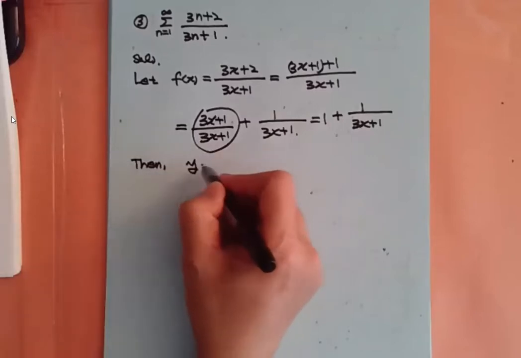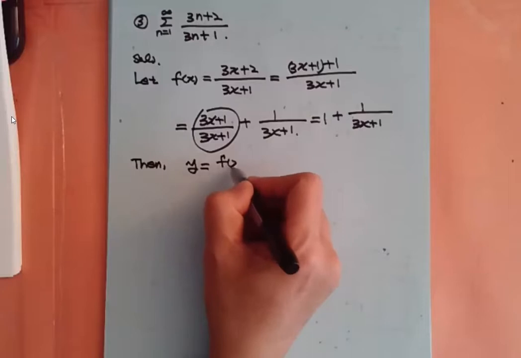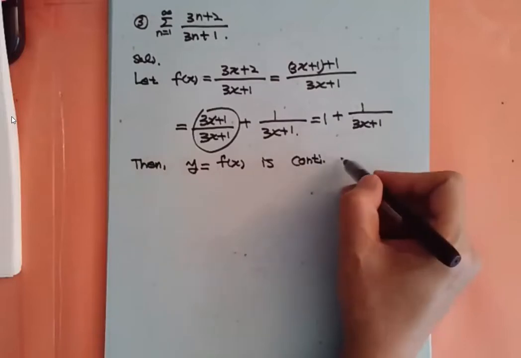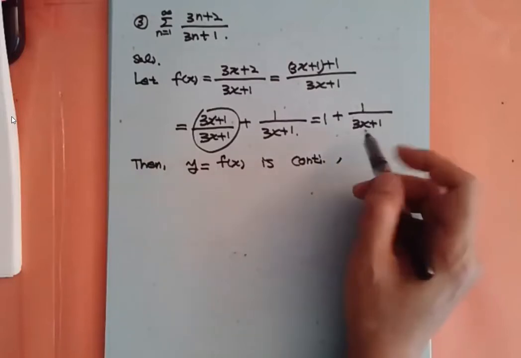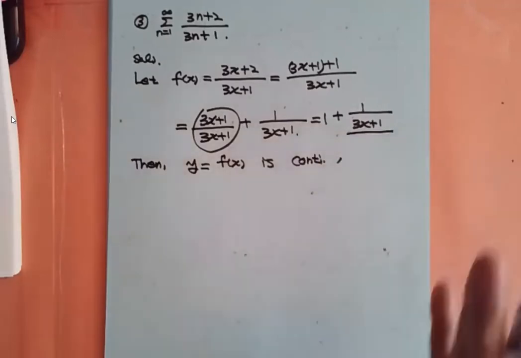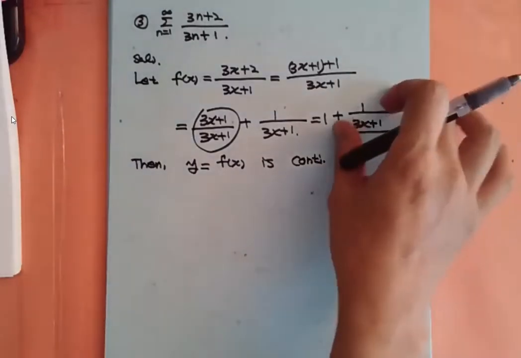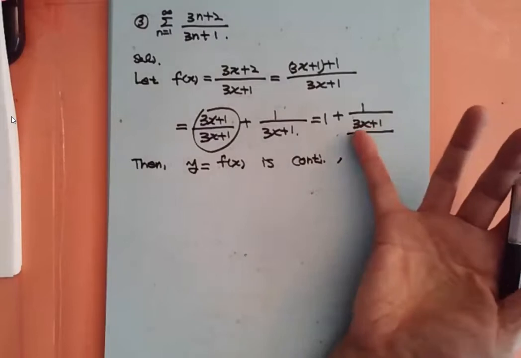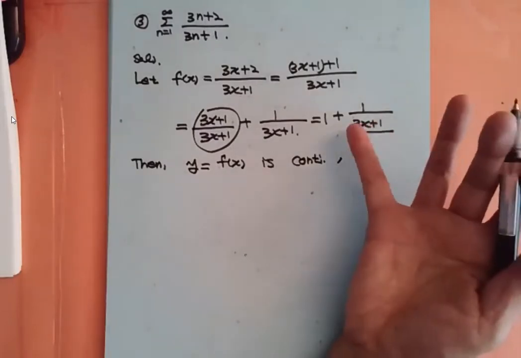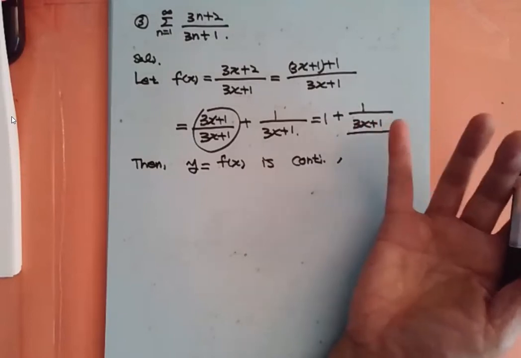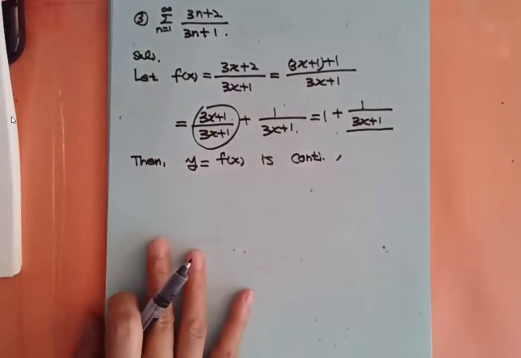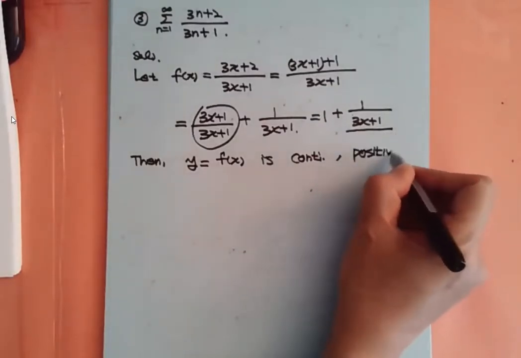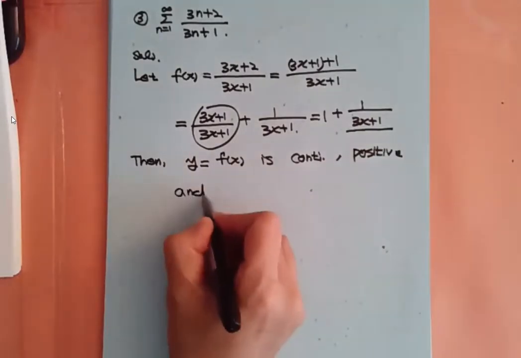Then what we realize is that f of x is continuous, because we are thinking about a certain region rather than the entire function. It is not continuous at every point, because when the x value is negative 1/3, the denominator becomes 0 and that is undefined, and at that point the function is not continuous. That is positive and decreasing.